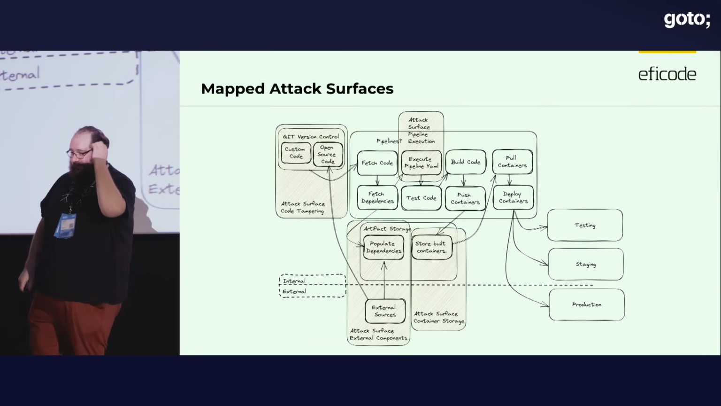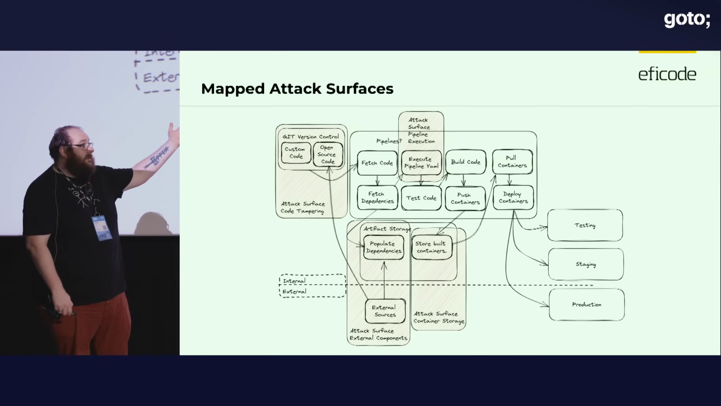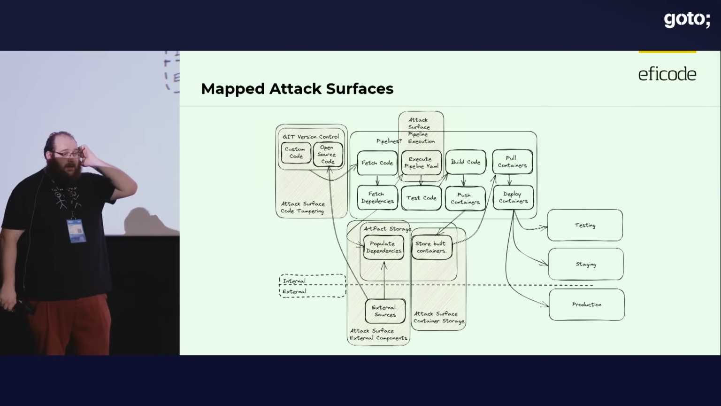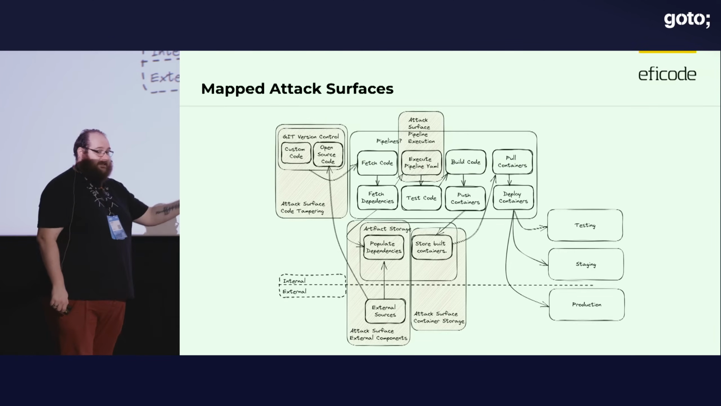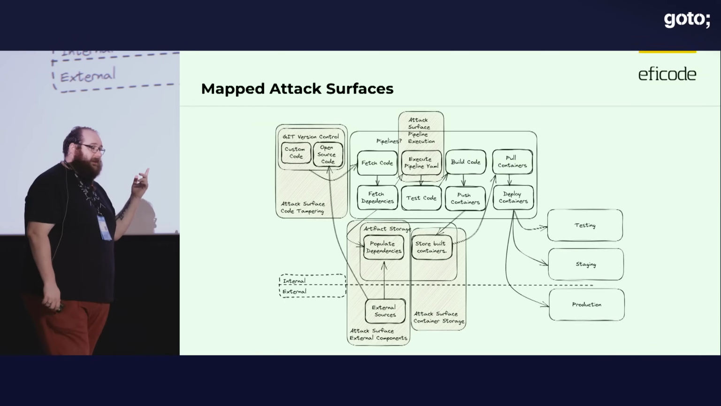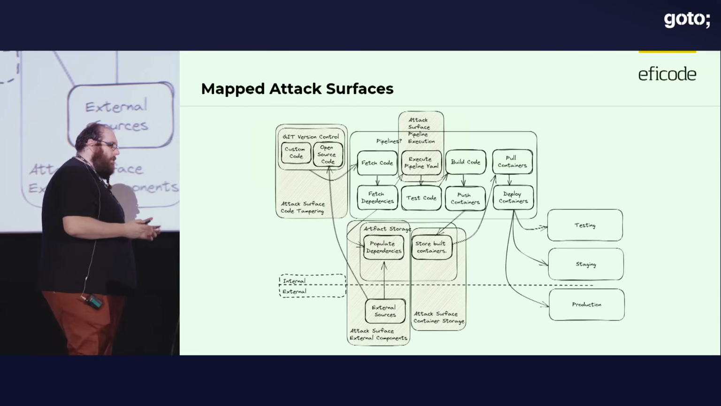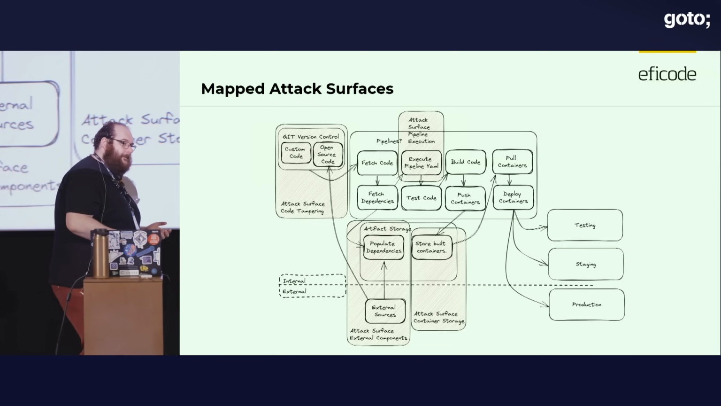So this is the mapped attack surface. 4 things. It's by all means not all of them. Obviously, production is its own attack surface. There's going to be security tooling in the pipelines. This is kind of the core of what I'm trying to say.